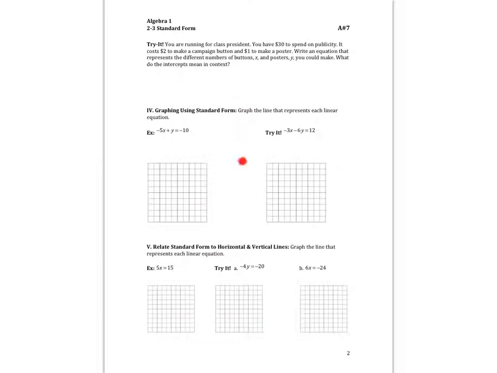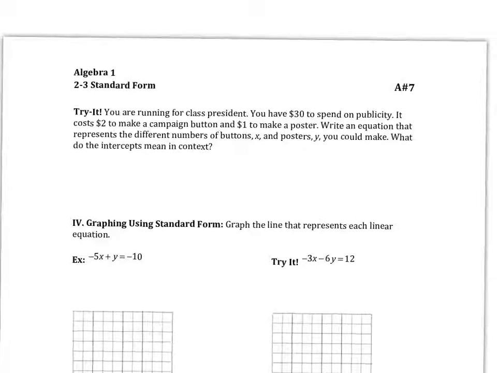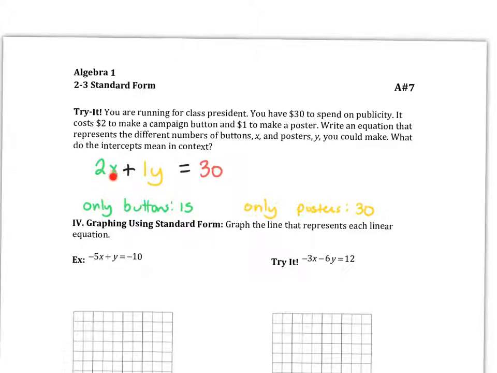So the next page here, take a moment to try it. Your job is to come up with the same scenario. If you are running for class president, you have $30 to spend, you're making buttons and posters, what would be the model, and what do the x and y intercepts represent? Go. So here we see campaign buttons are $2 times the number of campaign buttons. $1 per poster times the number of posters equals $30, my budget, how much I've spent. So if you only buy buttons, you can buy 15. If you only buy posters, that's 30.